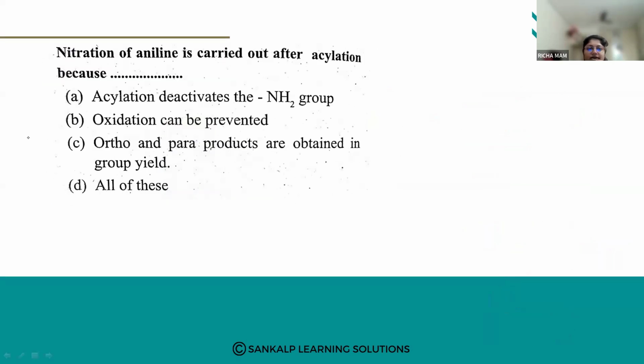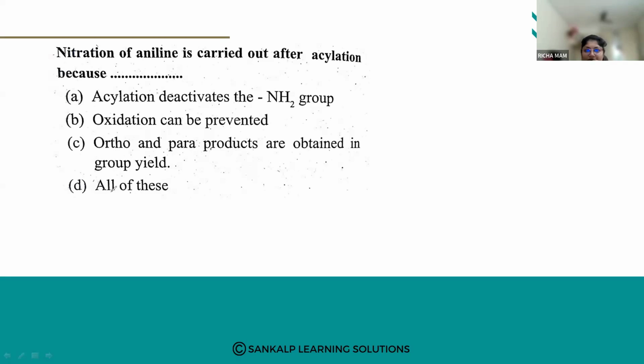Nitration of aniline is carried out after acylation because: A, acylation deactivates the NH2 group; B, oxidation can be prevented; C, ortho and para products are obtained in good yield; and D, all of these.